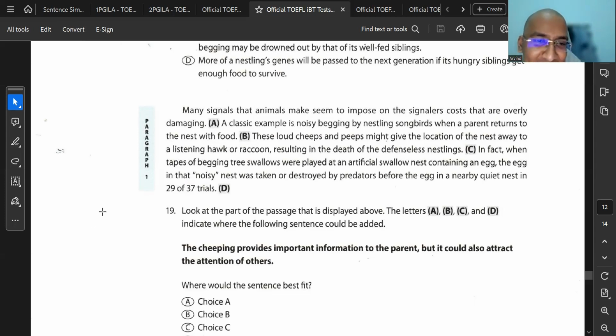Let's see the sentence before A. Not possible. The sentence before B. B is possible. The sentence before C is also possible. And the sentence before D is not possible.